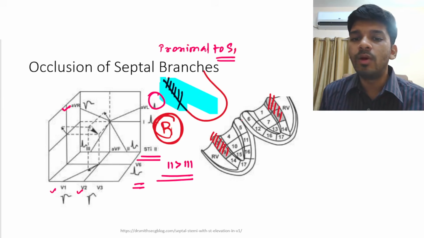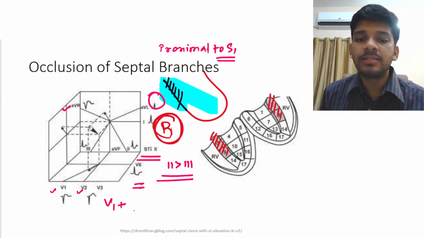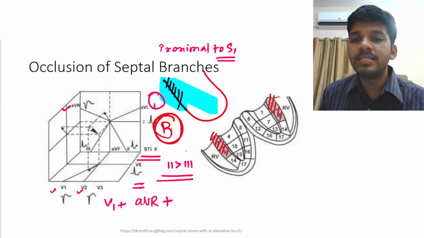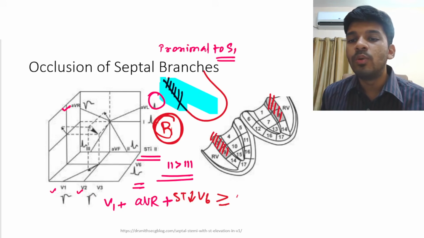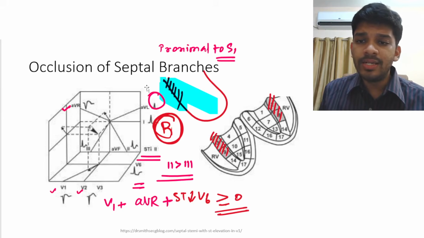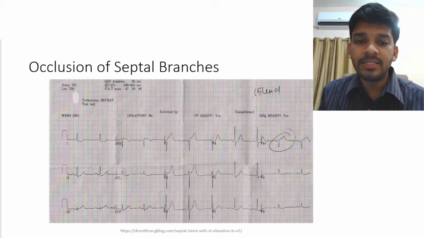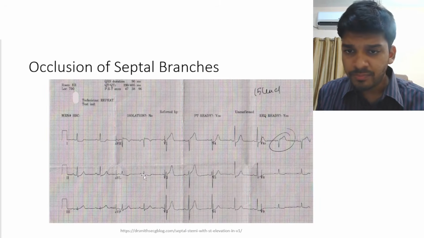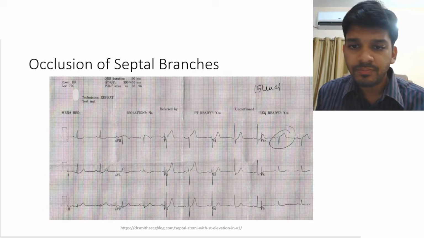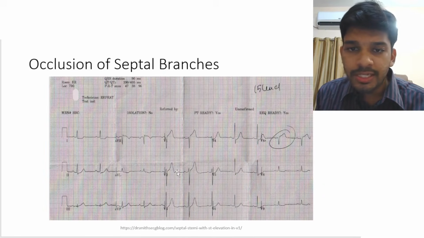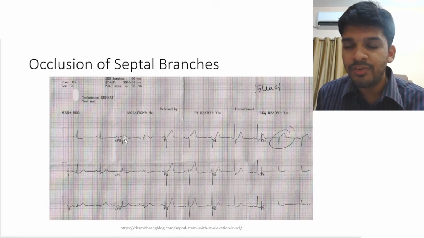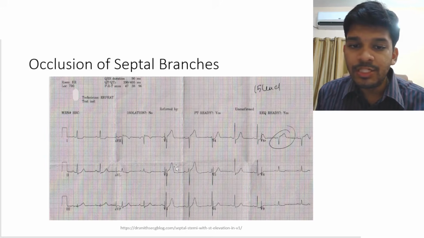Remember one criterion that we talked about: ST elevation in V1 plus ST elevation in AVR plus the ST depression in V6 will be more than or equal to 0. So as you can see here, there is ST elevation in lead V1. About 3 millimeters of an ST elevation is seen here, as we talked about. Along with that, in lead V2, we are able to register an ST elevation. In lead AVR, we are able to see an ST elevation. That is in the 12 lead ECG.